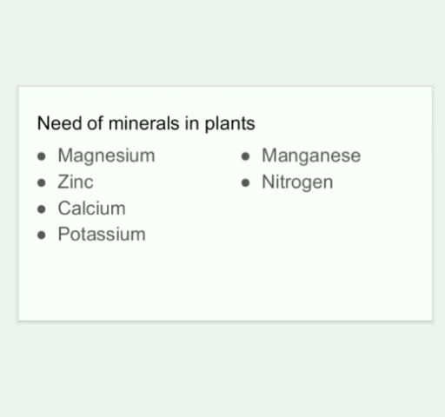Third one is calcium. It is maintaining the semi-permeability of the cell membrane. And the fourth one is potassium. It controls the opening and closing of stomata. We already studied the potassium ion concentration theory. So potassium is essential for the opening and closing of stomata. And manganese is essential for photolysis of water in photosynthesis. I already explained it.